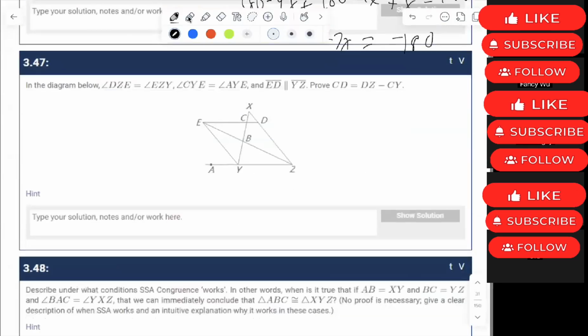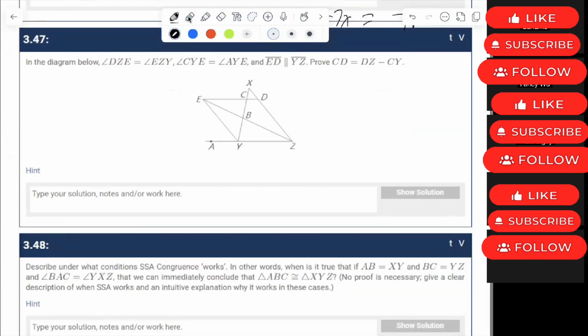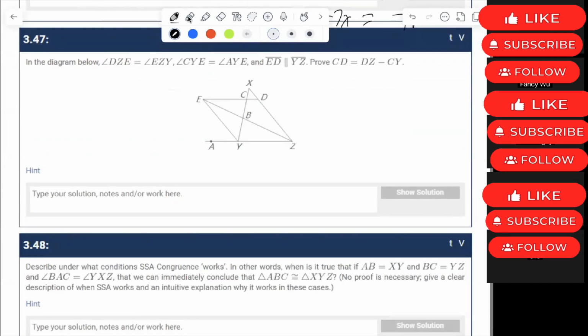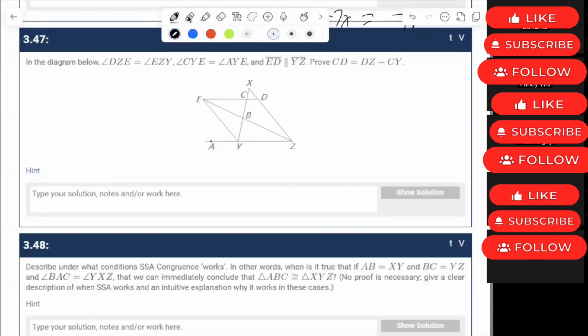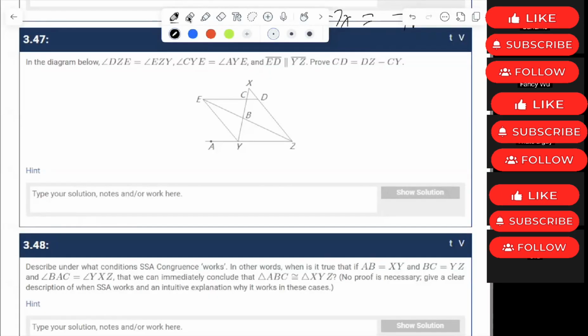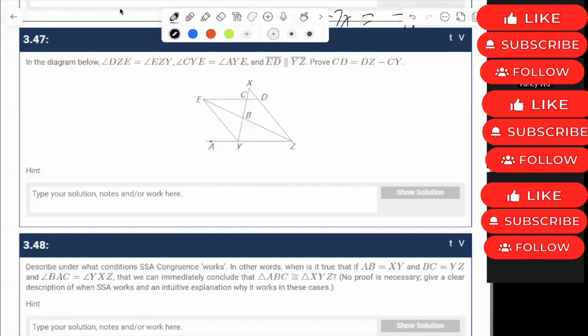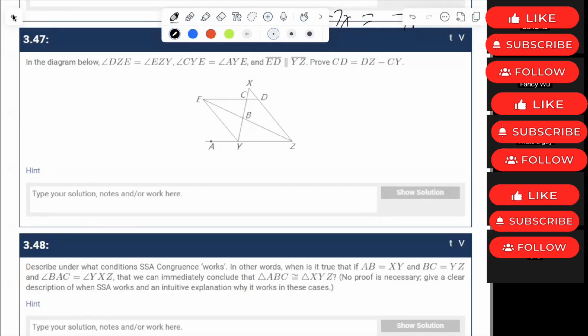All right? Now let's move on to 3.47. In the diagram below, DCE is equal to EZY, CYE is equal to AYE, and ED is parallel to YC. Prove CD is equal to DZ minus CY, and there's the diagram. I'll just give you this question and tell me the answer through chat. This might be using a lot of congruent triangles or parallel lines too.